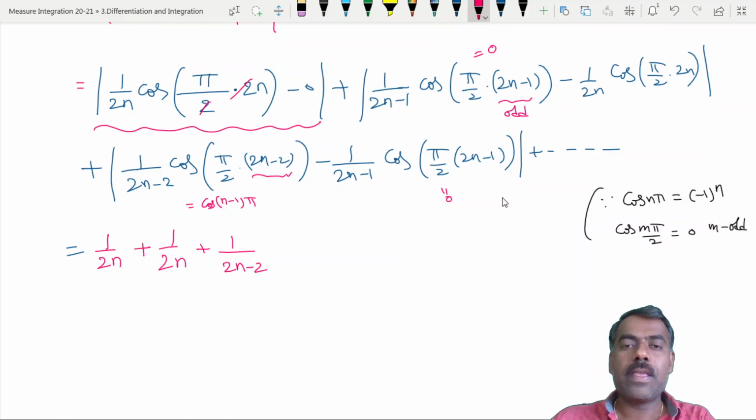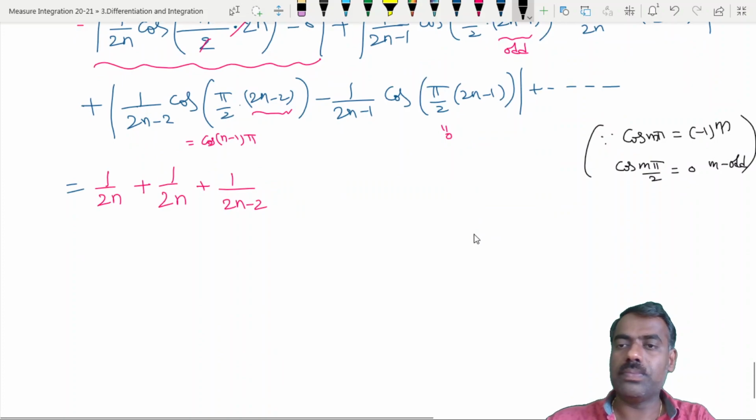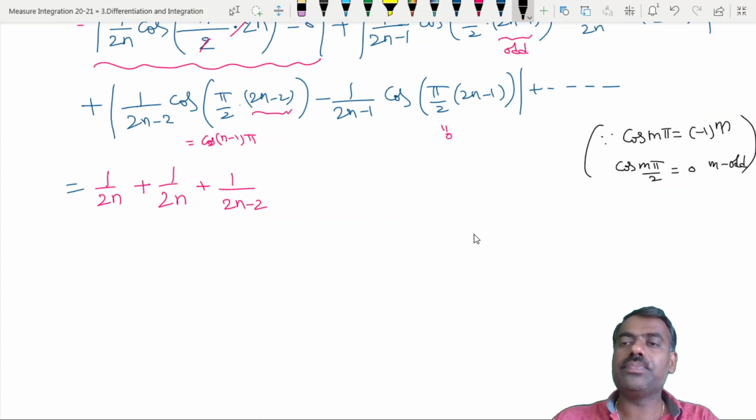Any problem? Because of this value, whatever you are having, one is 0, the other one is minus 1 whole power n. Instead of using n, you write m, so that you will have easy understanding. Yes or no? So if it is cos m pi, it is minus 1 whole power m; cos of m pi by 2, where m is odd, then it is 0, right?